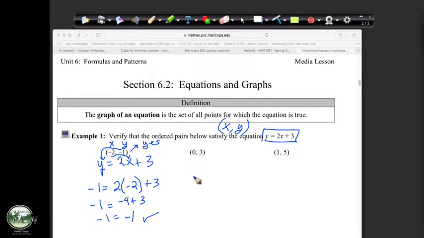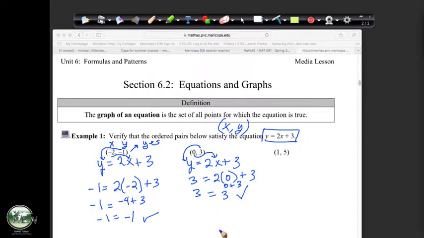Okay. How about this point? What do we put in for y? 3. What do we put in for x? 0. And again, we just see if it works out. 3 equals 2 times 0 plus 3. Does it look like it's going to work? Yes. 2 times 0 is 0. 0 plus 3 is 3. Is 3 equal to 3? Yes, today, tomorrow, forever.